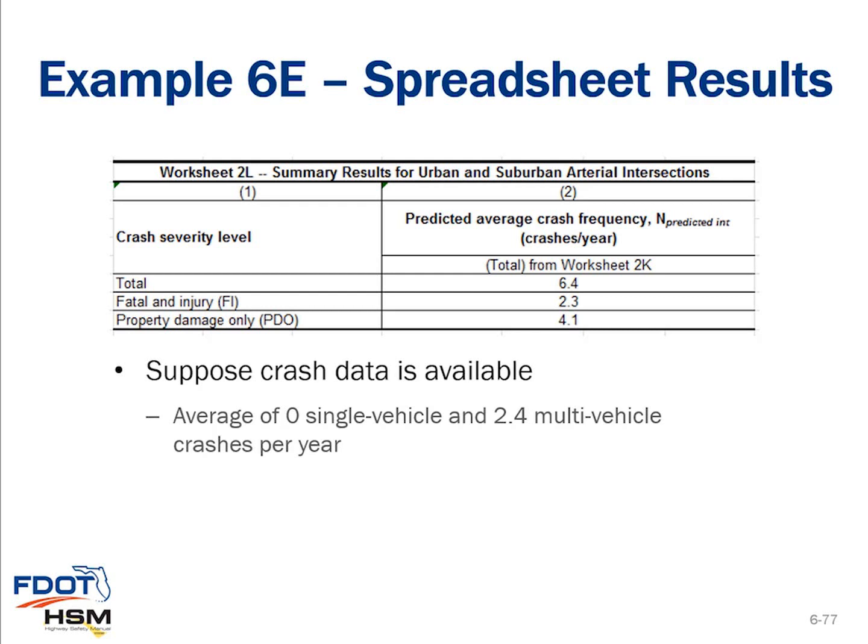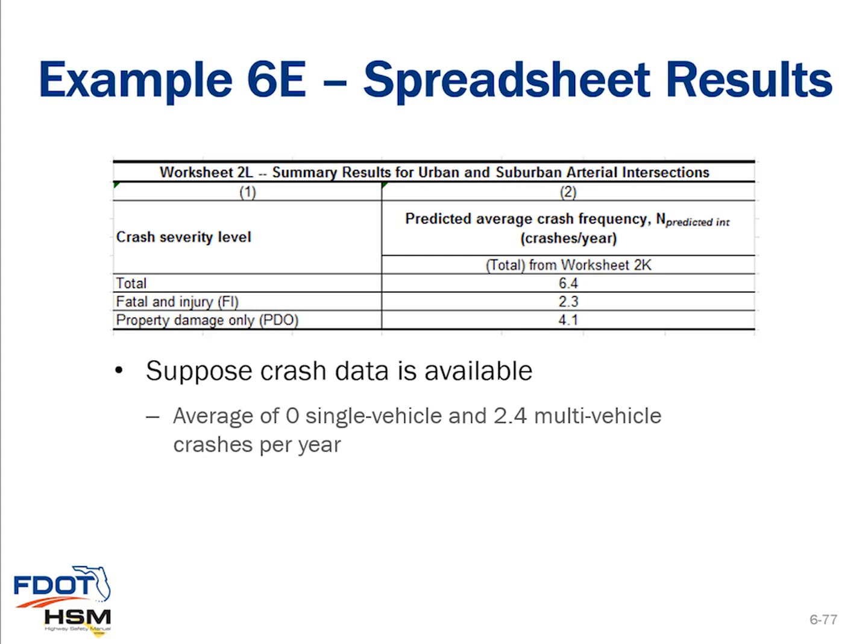What I'd like to do now is talk a little bit about EB as we're getting toward the end of this webinar. The data you need to enter into the analysis is based upon the number of single vehicle and the number of multi-vehicle crashes that you have. As you evaluate your historic crash data, you need to really get into the details. Is it a single vehicle crash or a multi-vehicle crash? You've looked at it over several years, and in this particular case, you have no single vehicle crashes, and you have an average of 2.4 multi-vehicle crashes per year.